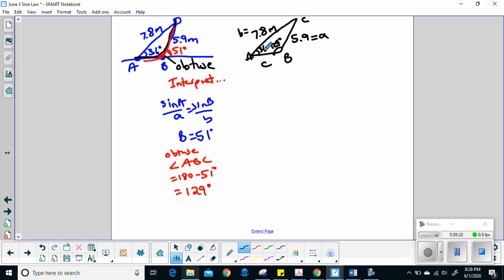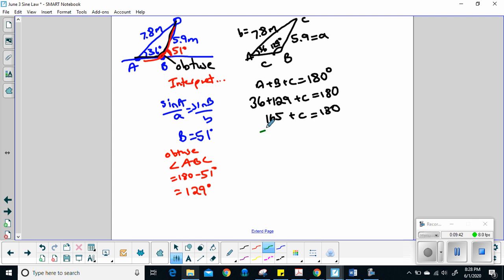So A plus B plus C still adds up to 180 degrees, angles in a triangle. Now I have 36 plus 129 plus C equals 180. So 36 plus 129 gives me 165, plus C equals 180. Let's subtract that from both sides. Minus 165, minus 165. That gives me an angle C of, what's that, 15 degrees?